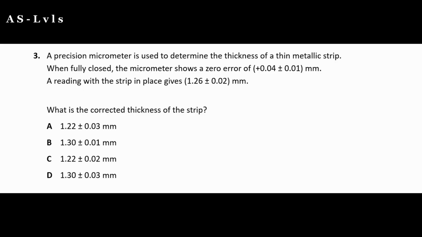Question 3. A precision micrometer is used to determine the thickness of a thin metallic strip. When fully closed, the micrometer shows a zero error of plus 0.04 millimeters, with an uncertainty of plus or minus 0.01 millimeters. A reading with the strip in place gives 1.26 millimeters, with an uncertainty of plus or minus 0.02 millimeters. What is the corrected thickness of the strip?